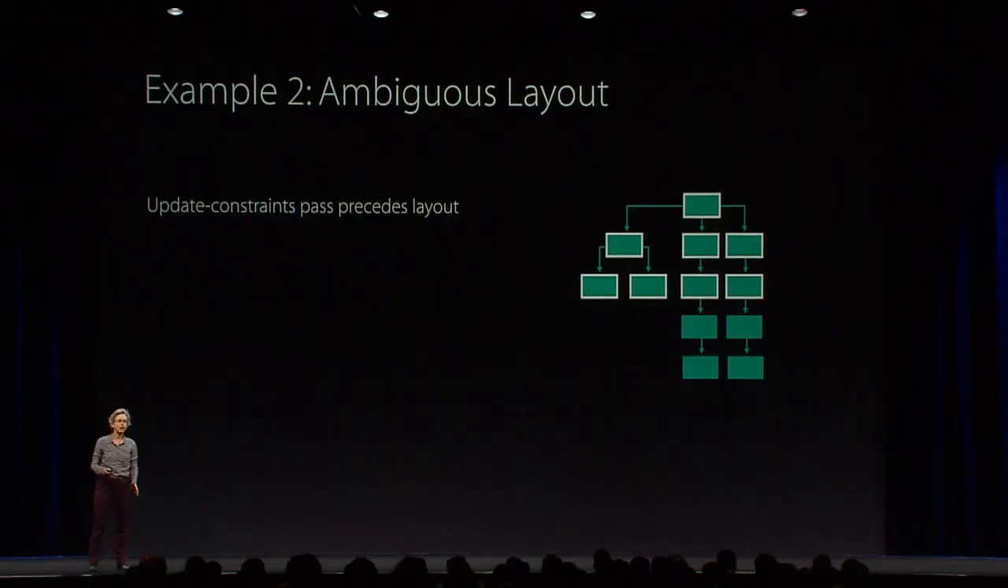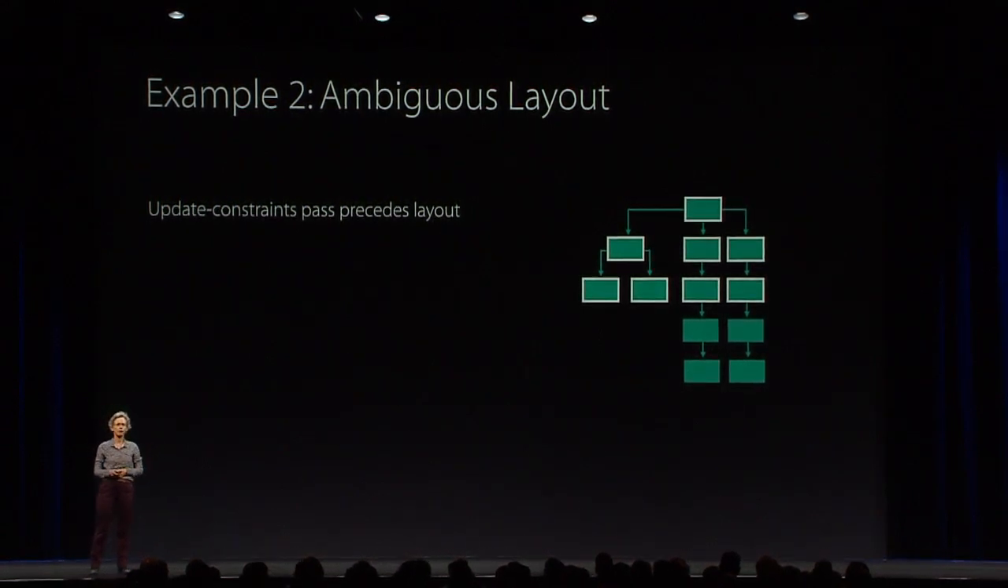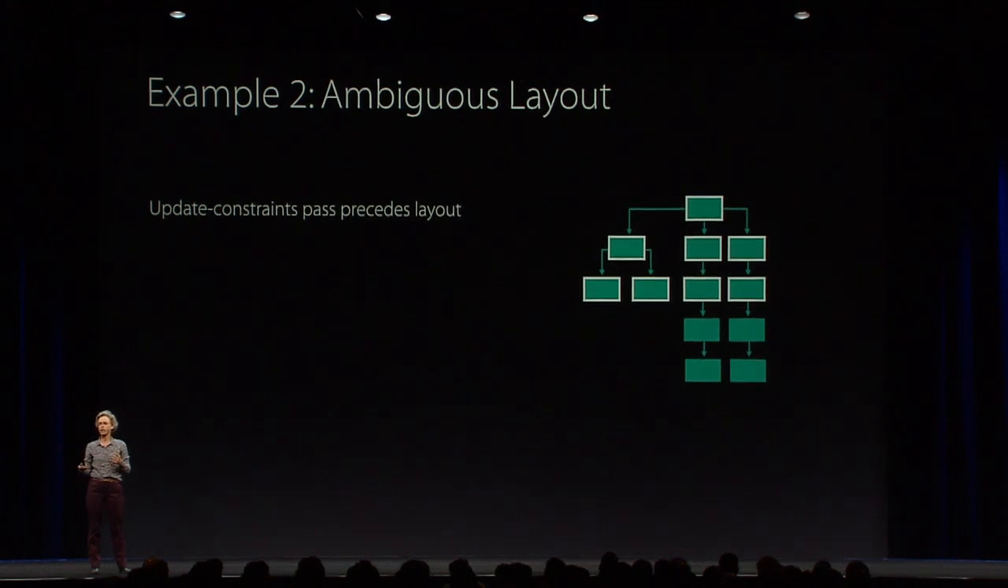All right, so now we're taking a breath because we're going to example 2, which is a different kind of feedback loop entirely. For those of you who've been using auto layout to do anything very complicated, you've probably run into the problem of having ambiguous layout. And ambiguous layout is usually not so terrible.